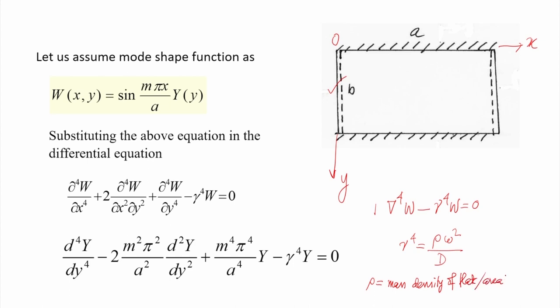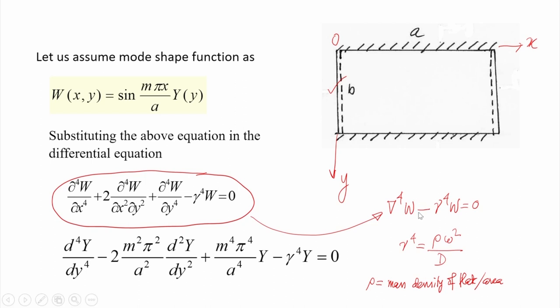So in a numerical problem, suppose the material density is given and the thickness is known for a uniform plate, then you should first calculate the mass density rho as volume density multiplied by the thickness. Okay. So after substituting this and expanding, we get this equation. This equation is obtained after writing in full the operator del 4 and the associated capital W.